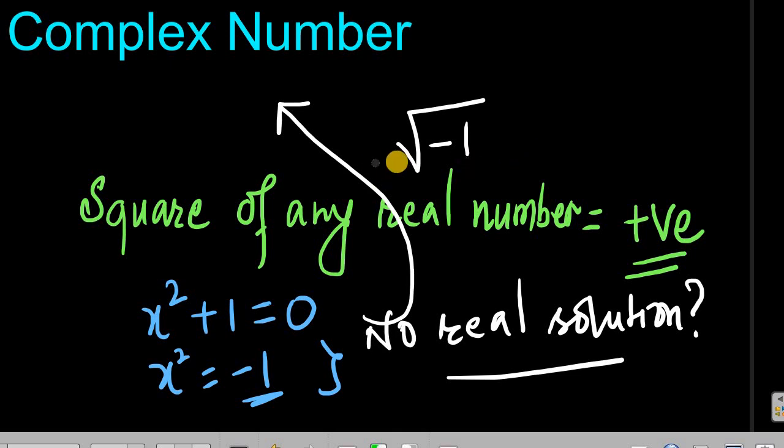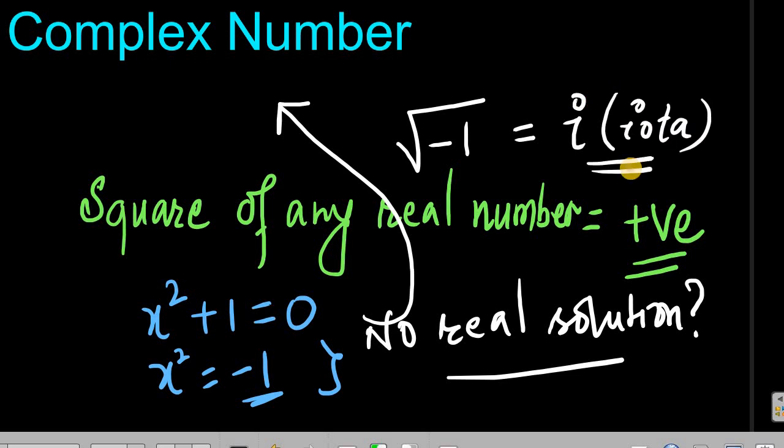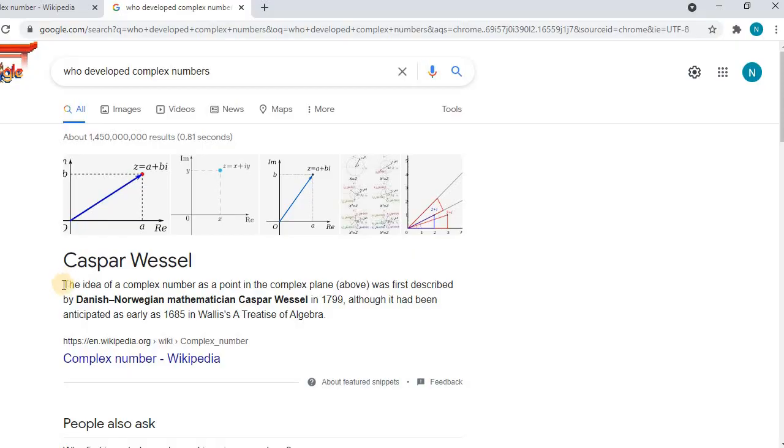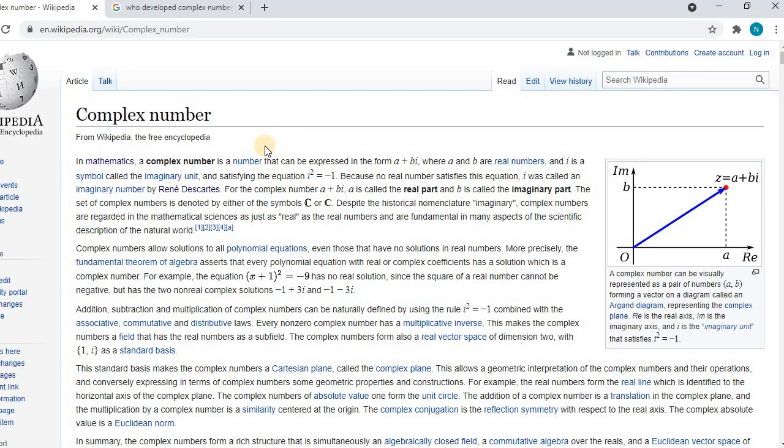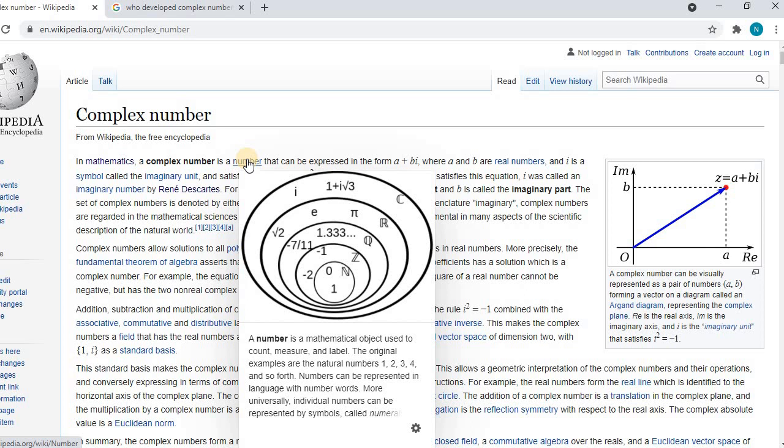And this square root under minus 1, we denote it by iota. This is just an imaginary concept to give the solution for this variable x. Friends, it is believed that the concept of complex number was developed by a Danish-Norwegian mathematician, Caspar Wessel. And you should know that the complex number is the superset of the real number.